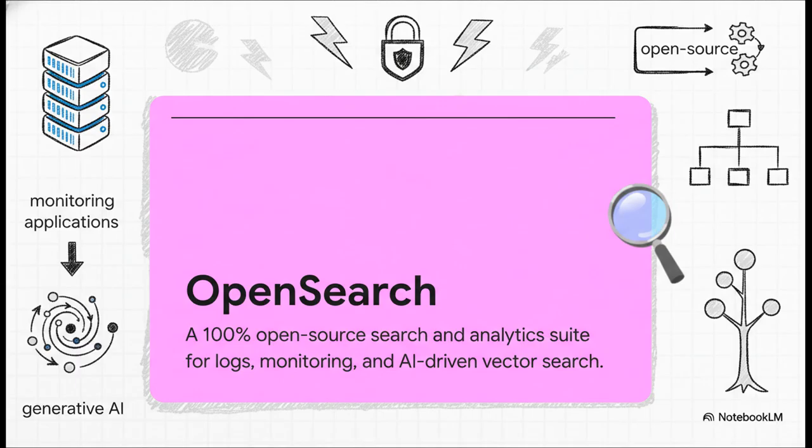First things first, just a quick refresher. What is OpenSearch? Well, it's a completely open source search and analytics suite. It actually started as a fork of Elasticsearch, but you know what? It has really become a powerhouse in its own right. We're talking log analytics, application monitoring, and, this is the really big one, it's powering the AI-driven vector searches behind so many of today's generative AI apps.